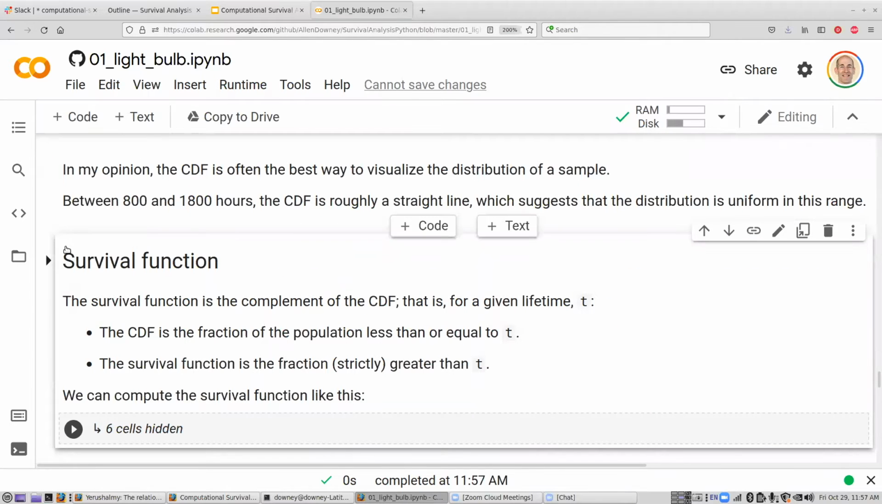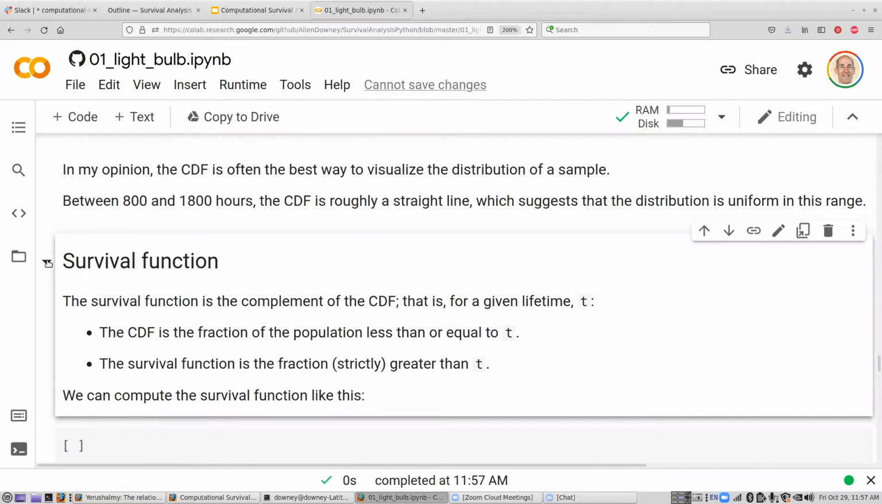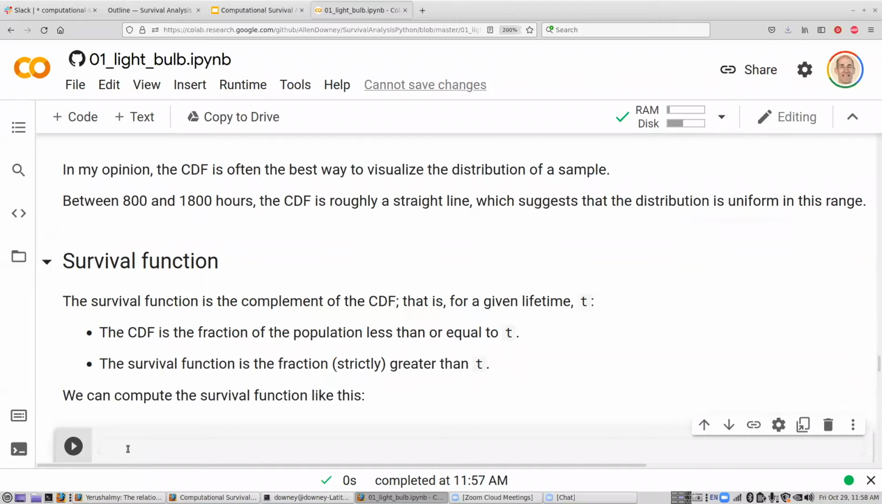Okay. So far, that might have been familiar to you. If you've taken a statistics class, you probably know about PMFs and CDFs. You might not know about survival curves or survival functions. The mathematics of it couldn't be simpler. The survival function is just the complement of the CDF. So if someone asks you for a survival function, you can just compute 1 minus the CDF.